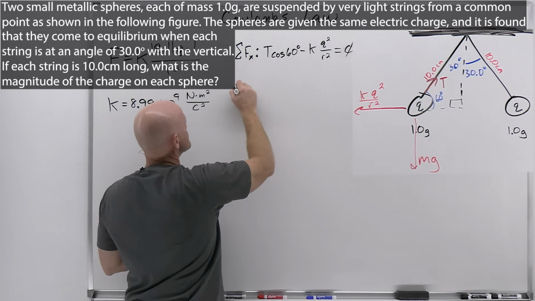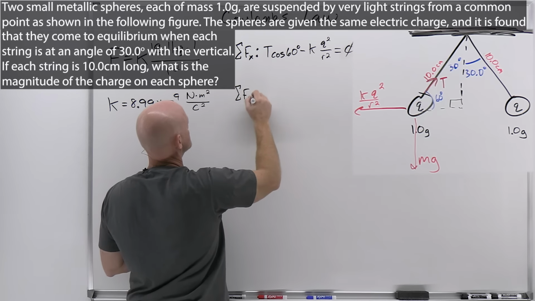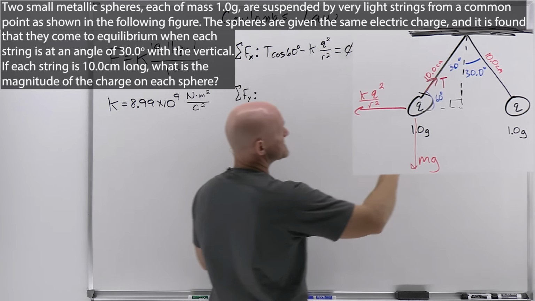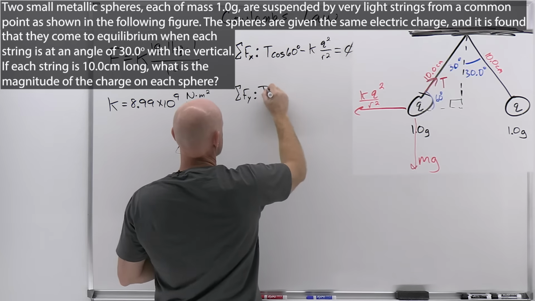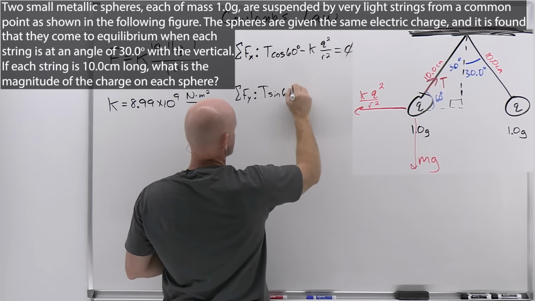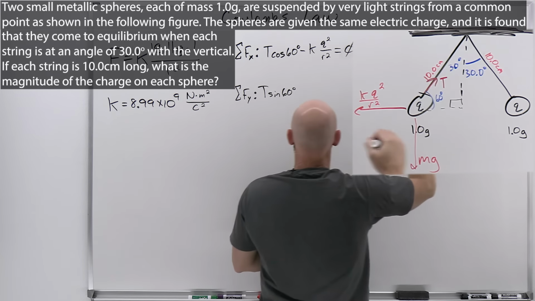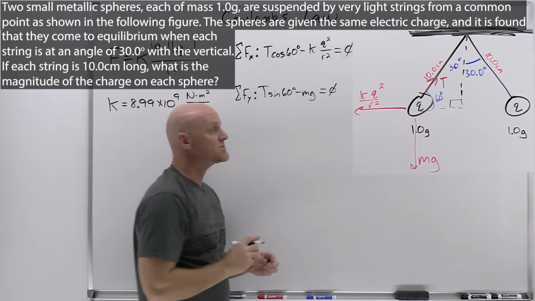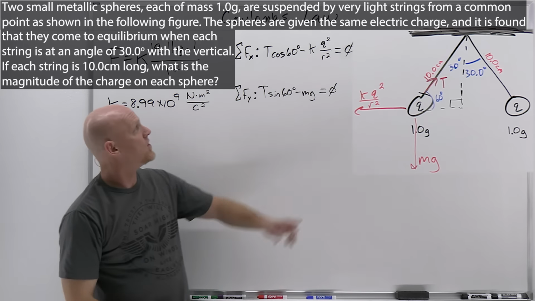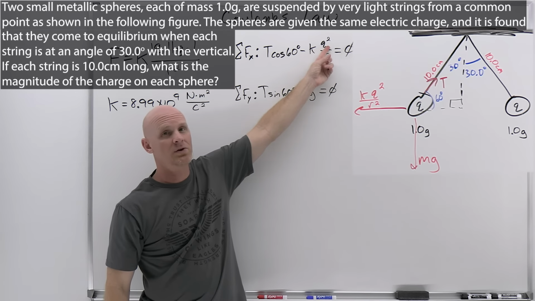And then the y direction, sum of the forces. In this case, once again, in the positive y direction, we've got a component of tension, and that's going to be T sine of 60 degrees. And then pointing downward is the weight, so minus mg. And once again, we're in equilibrium, so that adds up to 0. There's our two equations, and ultimately, we're going to want to solve for Q.